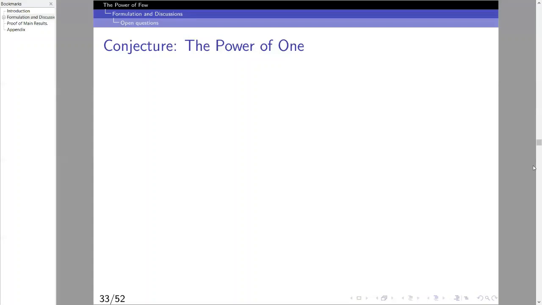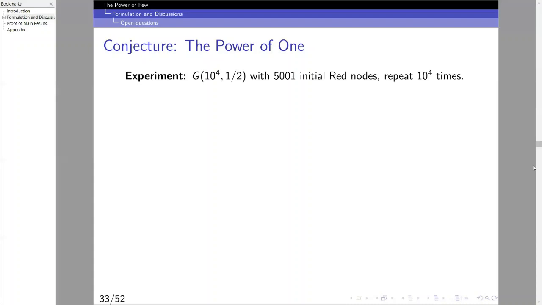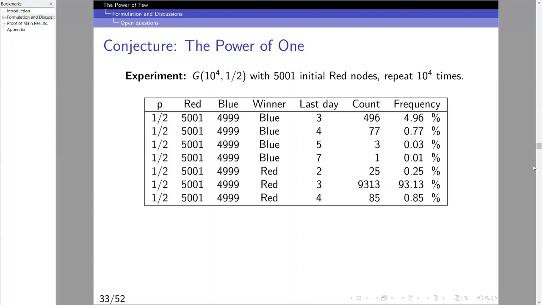Now we've seen that when the advantage is 6 and p is 1/2, the chance that red wins is high. But how about giving red a minimum advantage? So it's 1. We tried this experiment where we have 10,000 nodes. We had an advantage of 1 for red, and we repeated it 10,000 times. So this is the result.